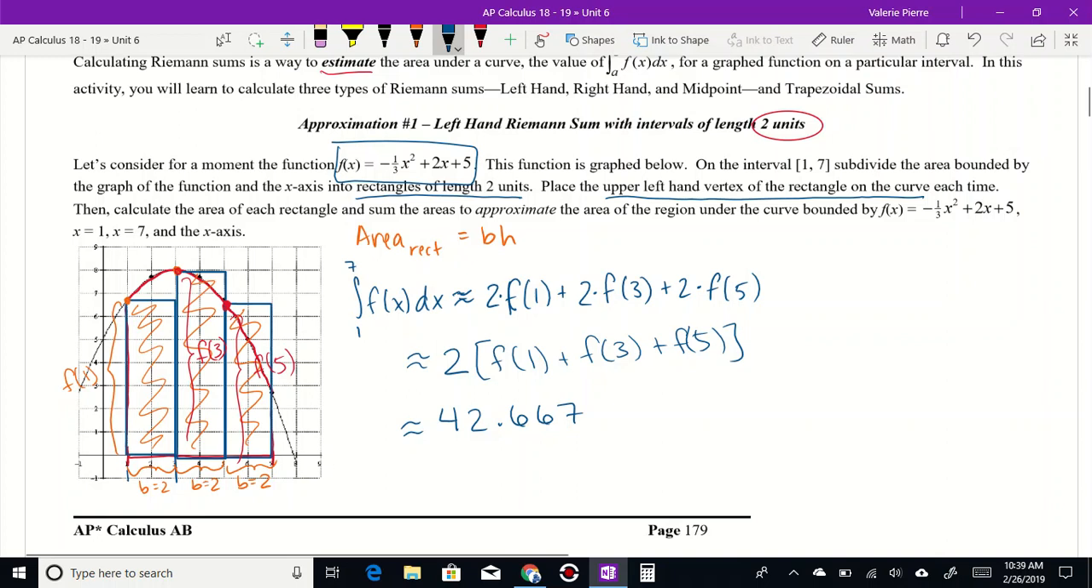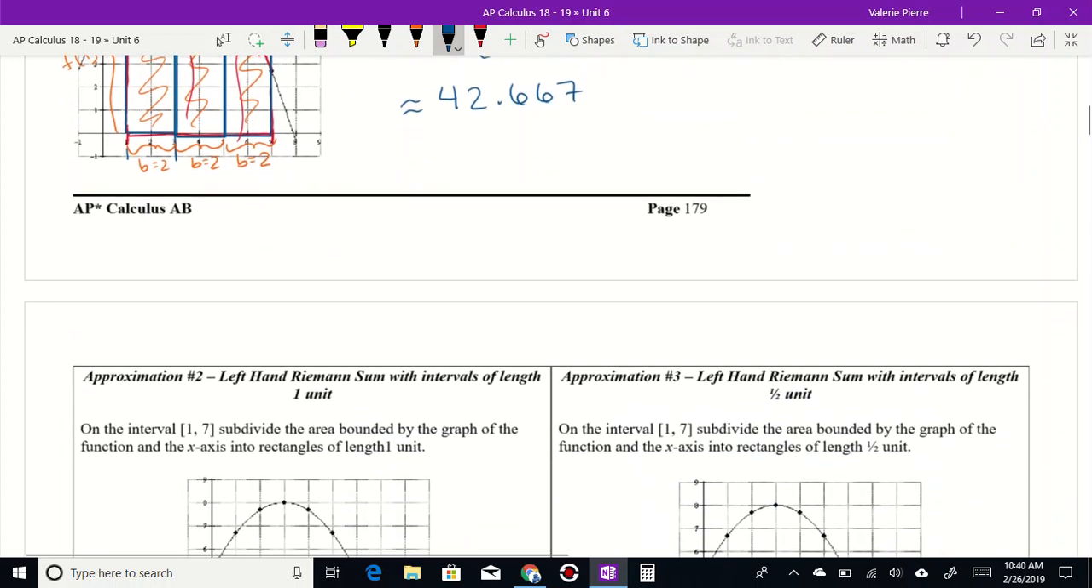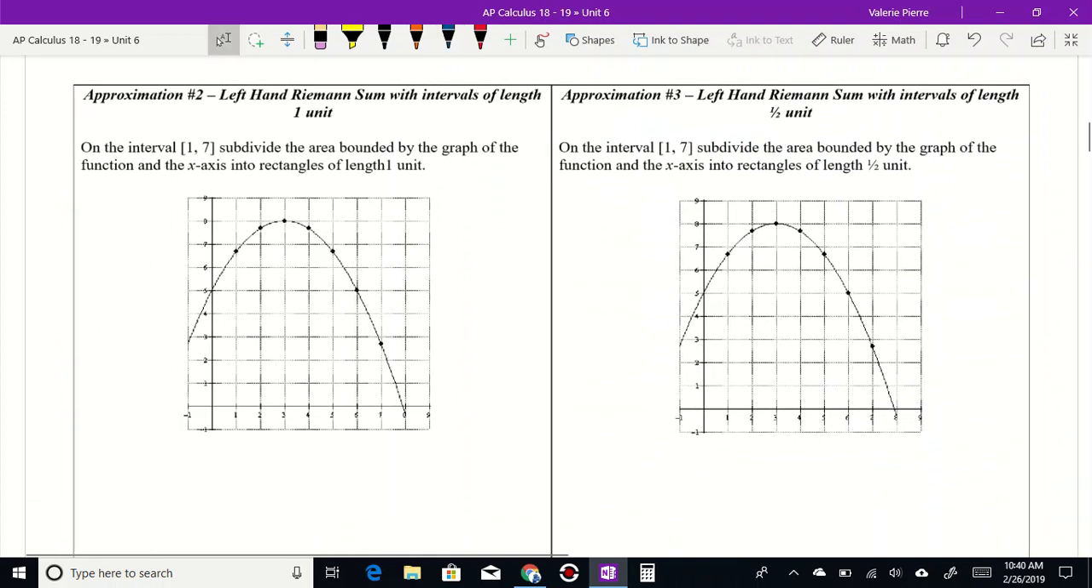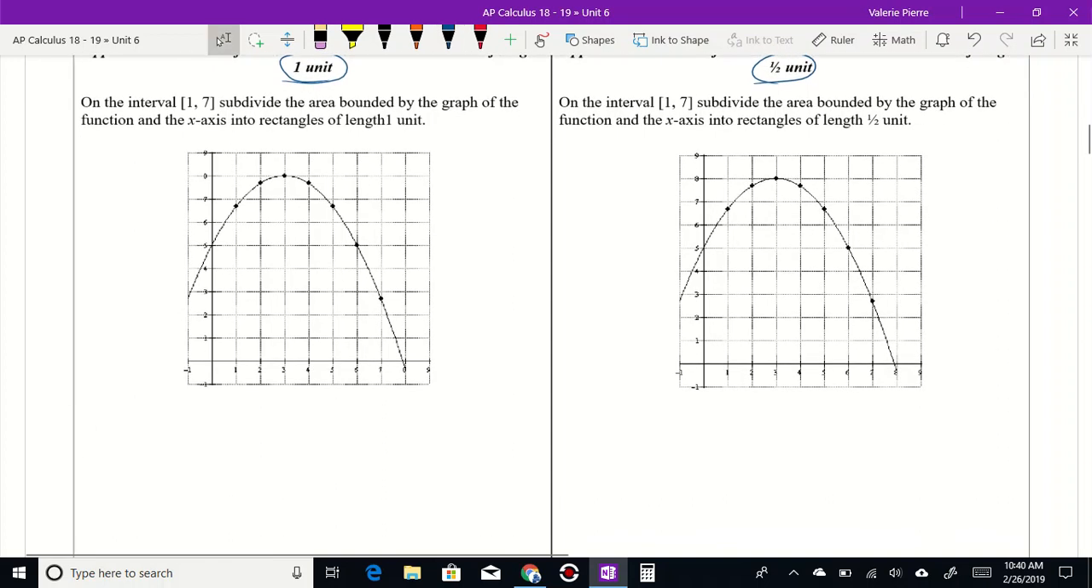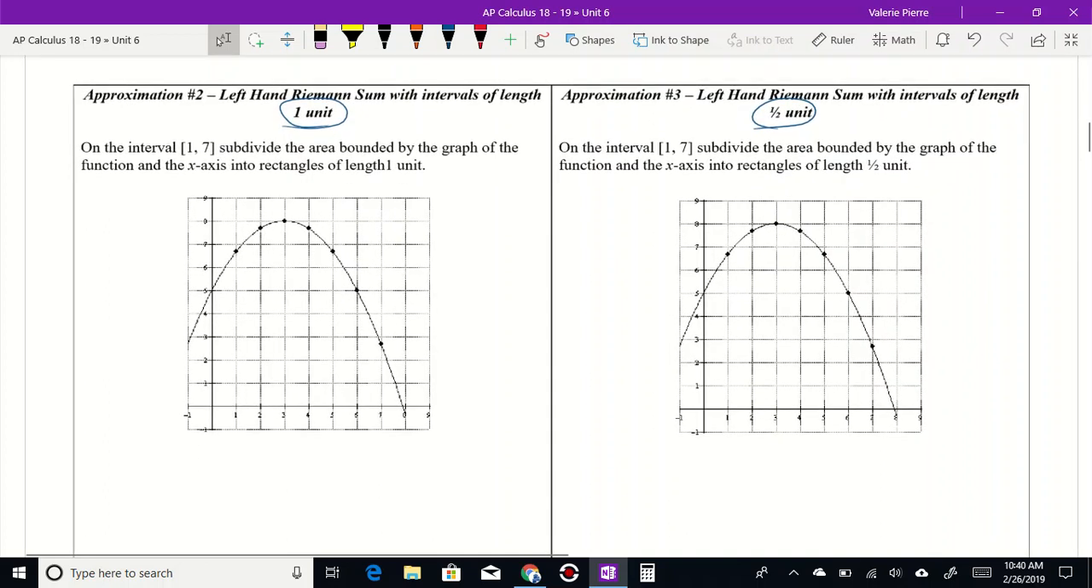Okay, so for approximation 2 and 3, depending on which one you have, you're either looking at a length of 1 unit or a length of half a unit. So depending on which approximation you've been assigned, determine the area under the curve for your units.